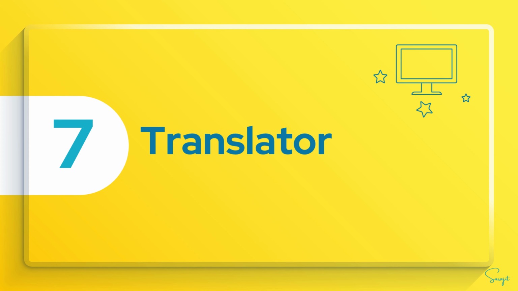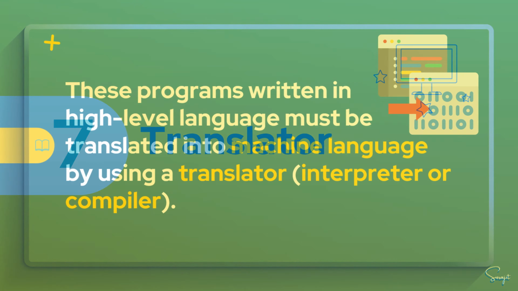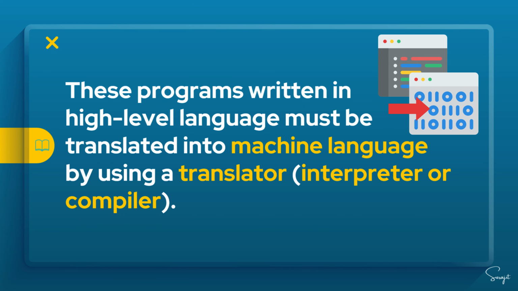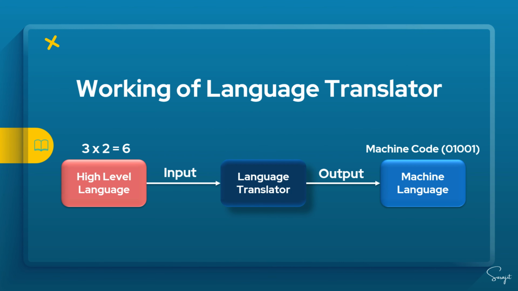Let's talk about language translator. To complete any task, we need programs. Right. So these programs written in high-level language must be translated into machine language by using a translator, like an interpreter or compiler. So, how does the language translator work? See, when we write anything in high-level language as an input, the language translator translates that into machine language. Just like 6 becomes 01001 using a language translator.